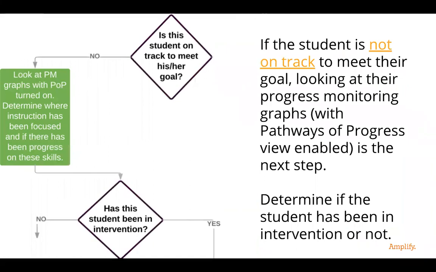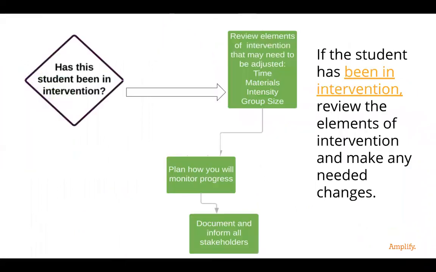Okay, the other situation is our student is not on track to meet their goal. So we start by looking at their progress monitoring graphs with the Pathways of Progress view enabled. And then we start to discuss, has this student been in intervention and had the necessary supports? Okay. So if this student has been in intervention, we want to review the elements of the intervention and we want to make adjustments. And we want to make adjustments because we know they are not on target to reach the goals that we have for the student.